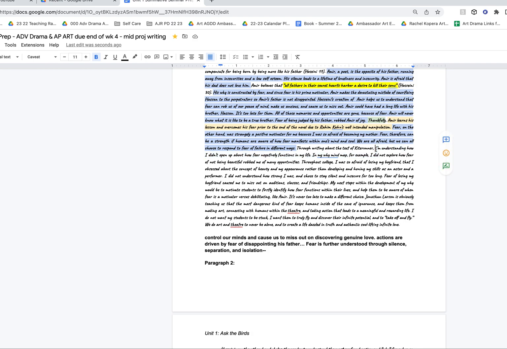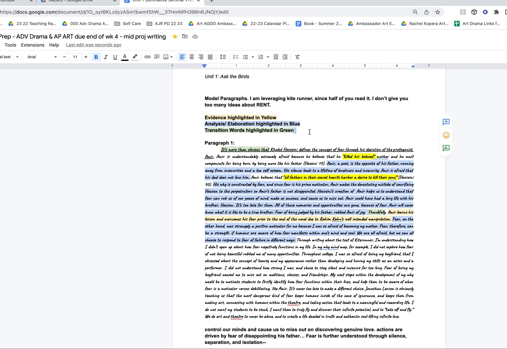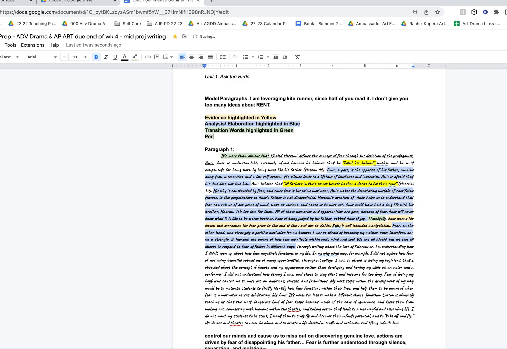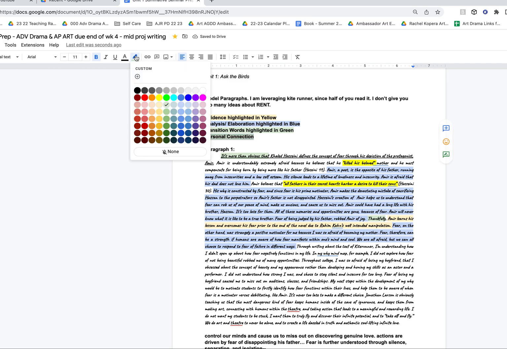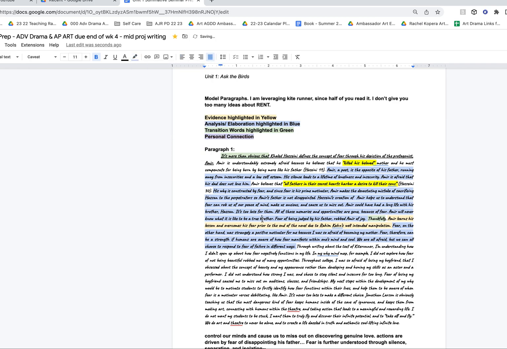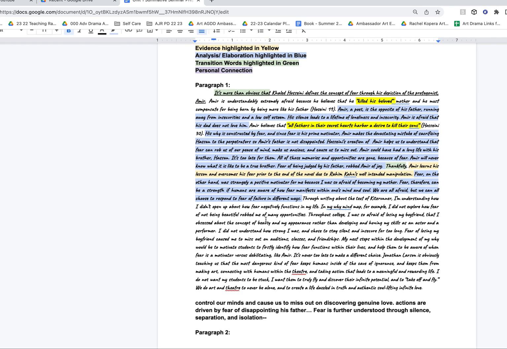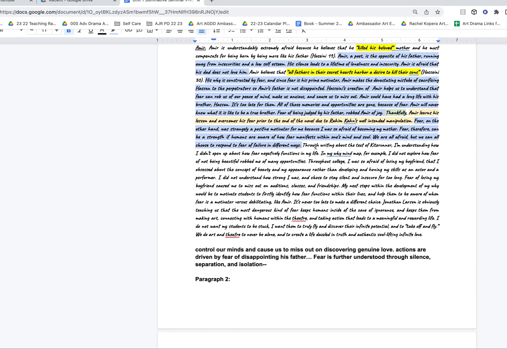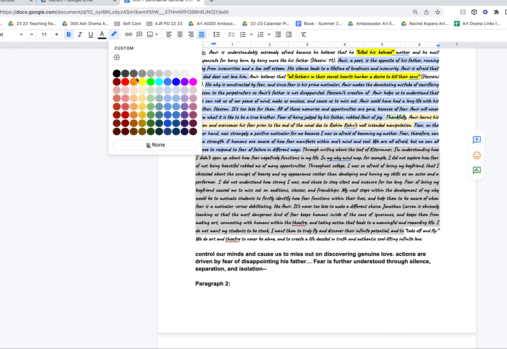Okay, here, I'm going to actually add this to this assignment. I have a personal connection. So you can have a personal connection to an idea, you know, in a Socratic seminar. That's fine, but make sure that you start with the text first. And then this is all personal connection down at the bottom, tying back to a quote.